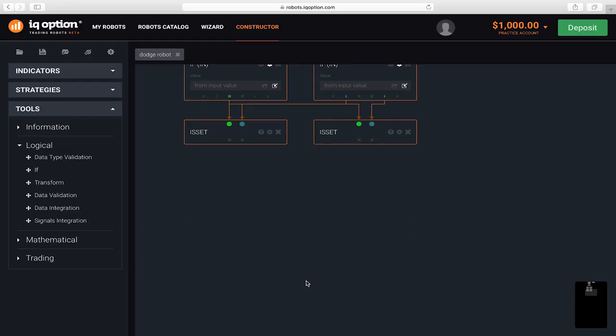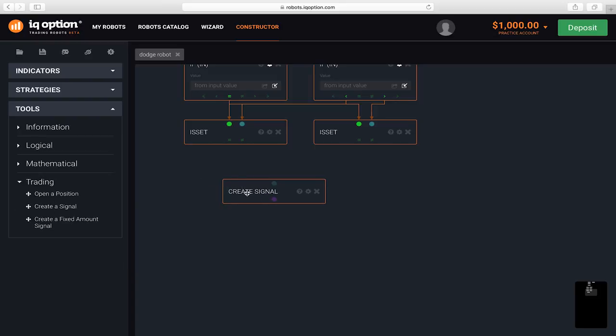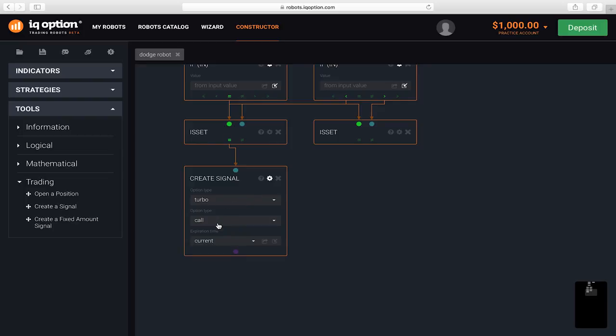Now add a block that generates a signal. It's called Create a Signal. If the last candle was a doji and the next to last was a bear, we make a call signal. Similarly, if the last candle was a doji and the next to last candle was a bull, we make a put signal.